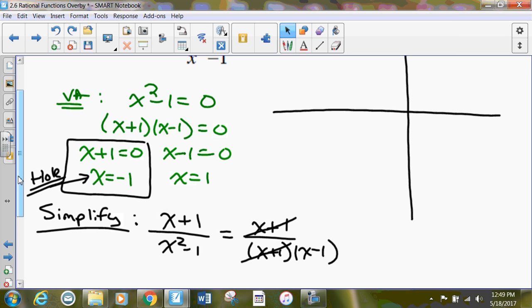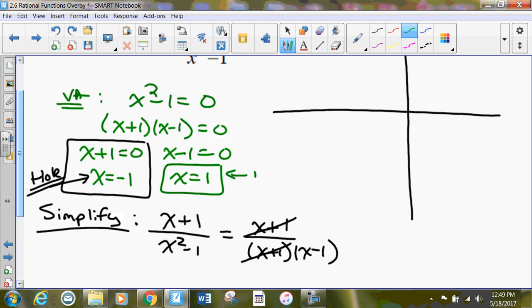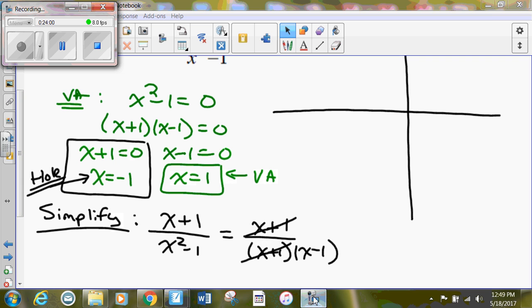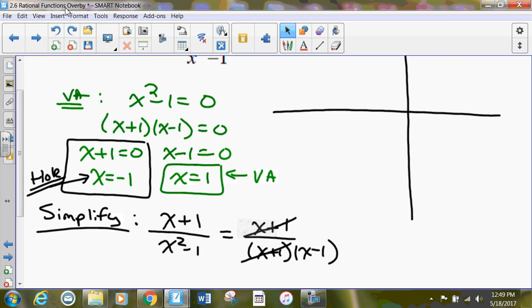So in this case, for this problem, this is the only vertical asymptote we have. So we're going to go ahead and graph that. I'm going to check on my time because I know we've been spending quite a bit of time on this. So we will put a vertical asymptote at x equals 1.